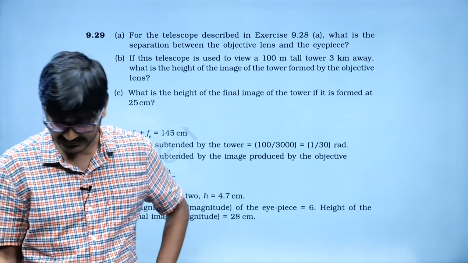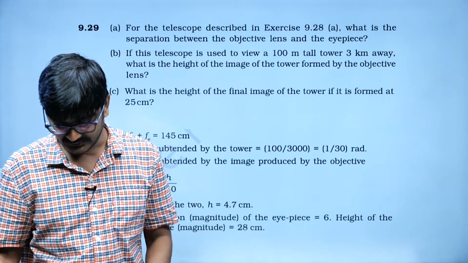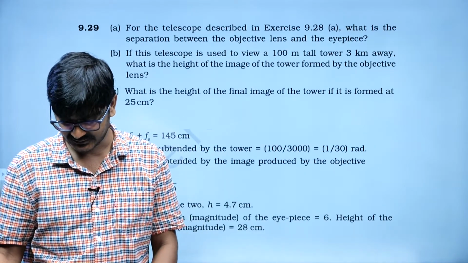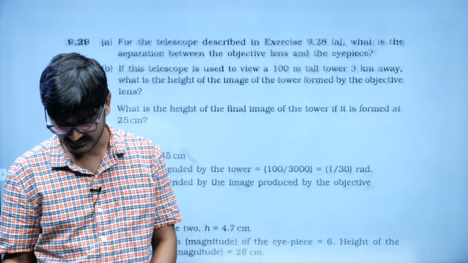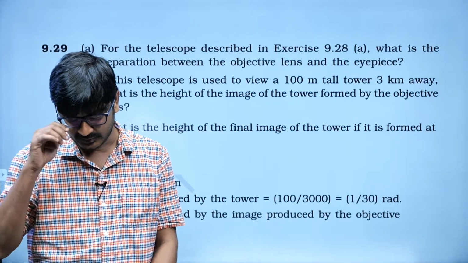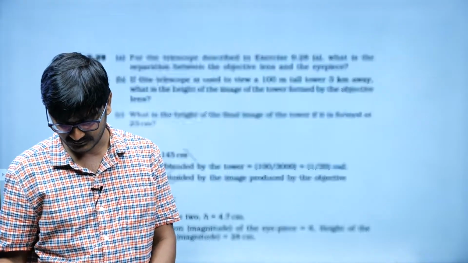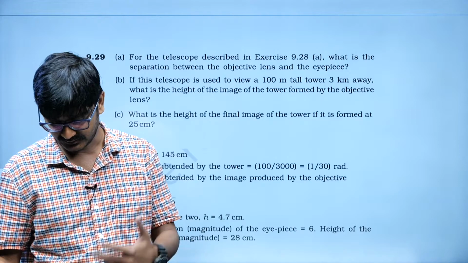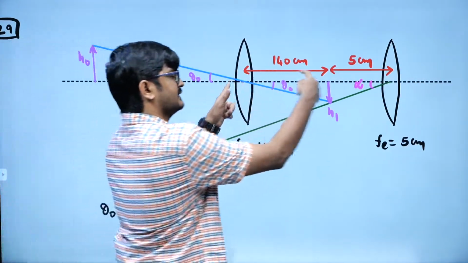Okay, in the next question, for the telescope described in the previous question, what must be the separation between the objective and the lens? You can see in the previous question itself, it is 145, right, for normal adjustment. If this telescope is used to view a 100-meter tall tower, what is the height of the image formed by the objective lens? Then, what if it is near point adjustment? We have done this, we have got this distance earlier also.